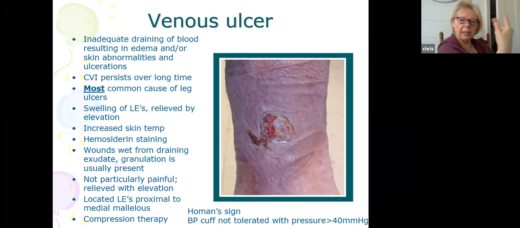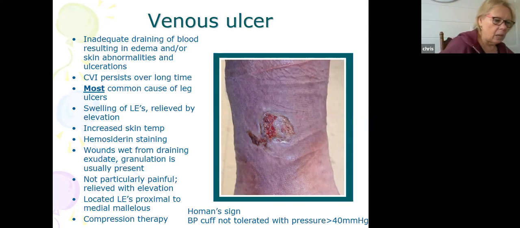So if you can do other things rather than put this person in a whirlpool for some kind of debridement. I mean, I've seen it done, or I've seen them put in a larger whirlpool where they're actually sitting in the whirlpool rather than hanging their leg down. So this person will have an increased skin temperature, hemosiderin staining. Anybody know what that is or what it looks like?